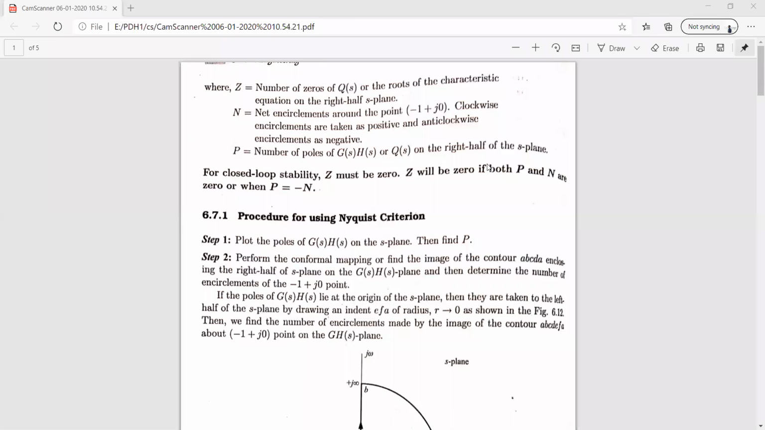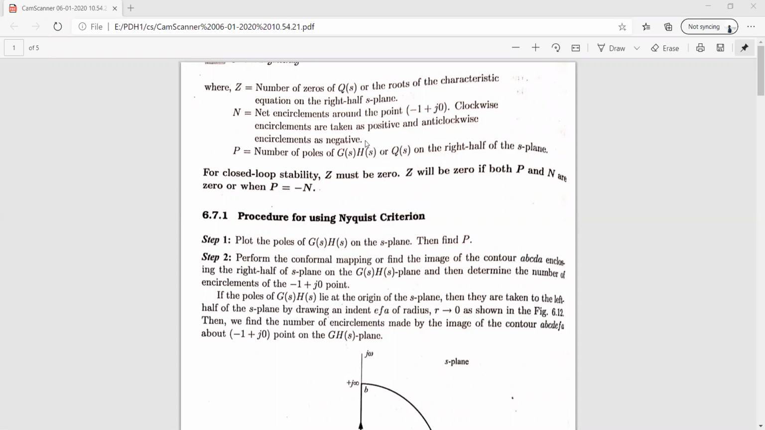Hello students. In the previous class we discussed many stability analysis methods like the RH criteria and the Bode plot. The Nyquist plot is one of the methods to find whether the system is stable or not. We will discuss how exactly the Nyquist plot helps you to find the stability of a system.